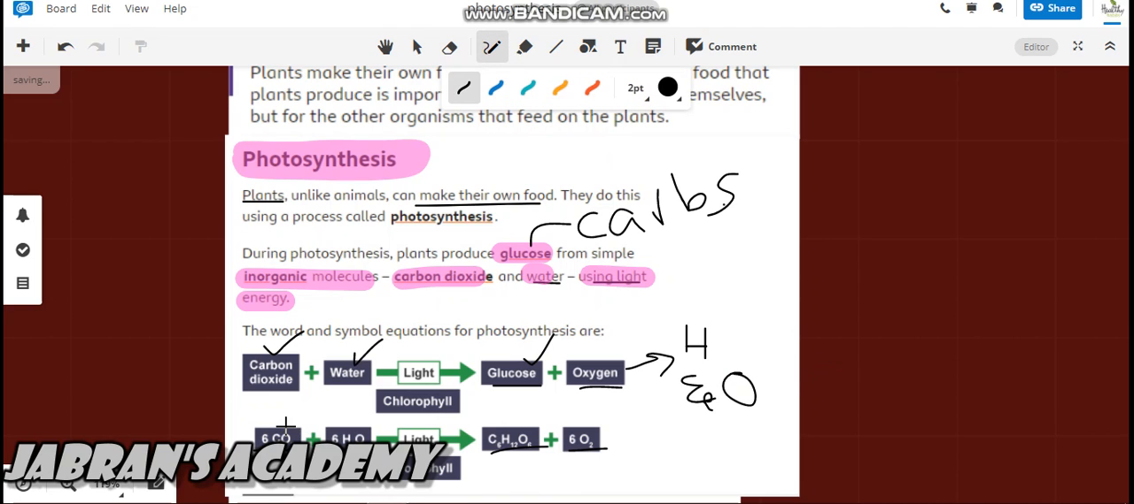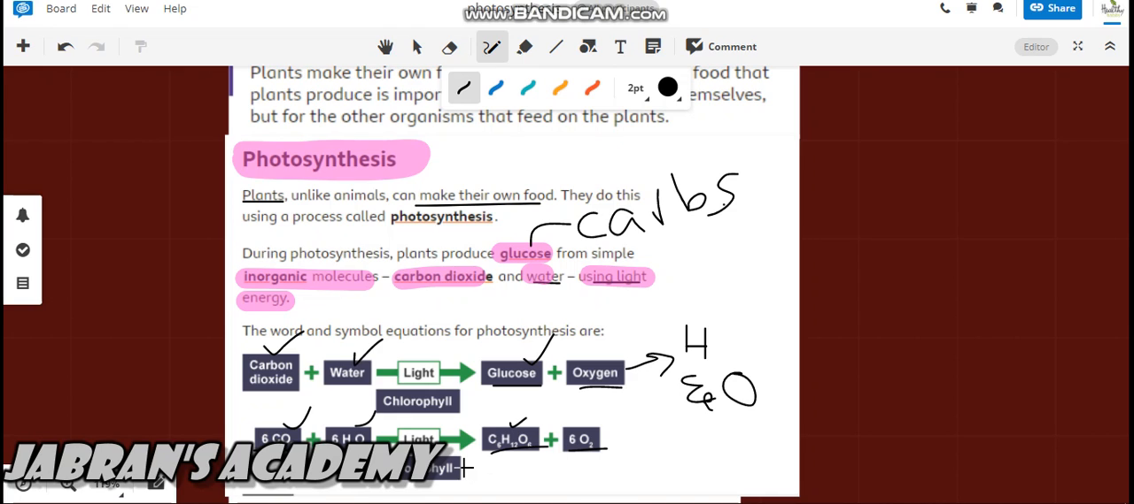Now they are giving us a formula. The formula of carbon dioxide is CO2. The formula of water is H2O, and in the presence of light they make glucose, and the formula of glucose is C6H12O6, and oxygen is made as a byproduct.